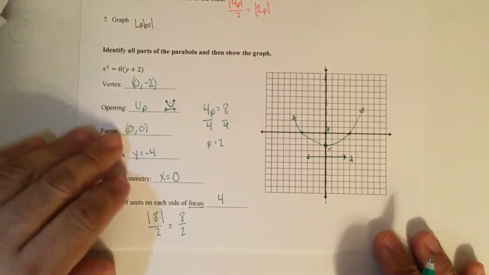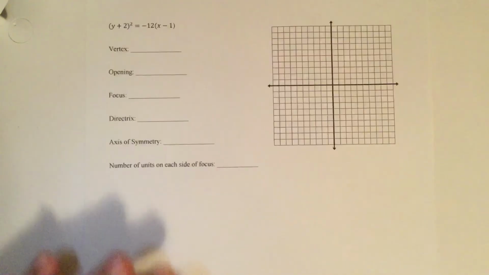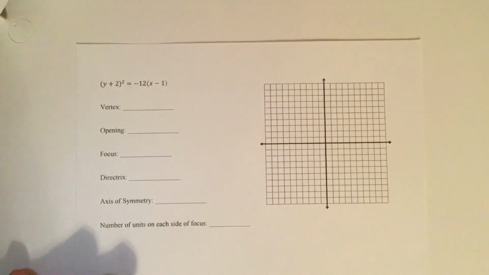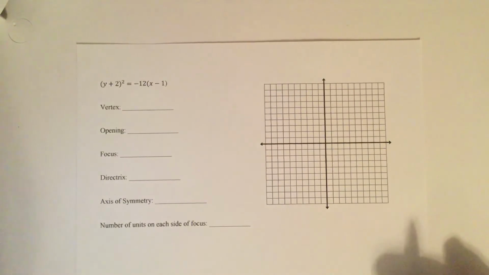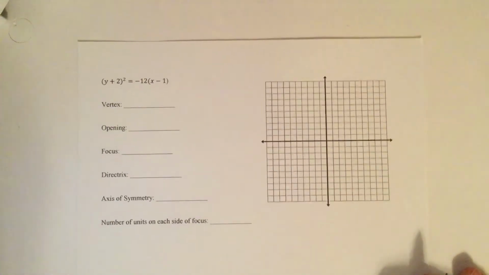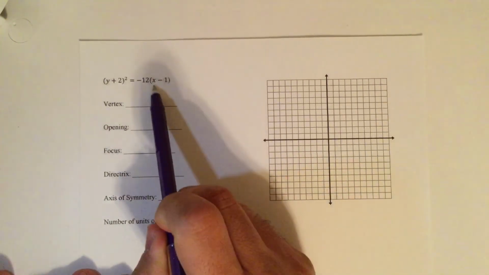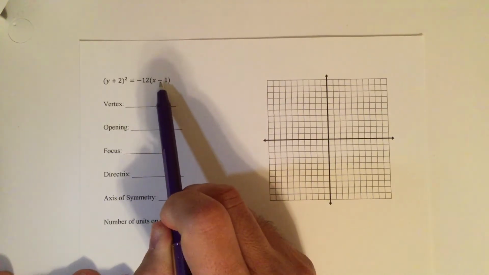I do have one more example. So let's go ahead and take a look at it real quick. Once again, the vertex, locate x. In this case, x is second, right? x minus 1, so the opposite of that is going to be positive 1.